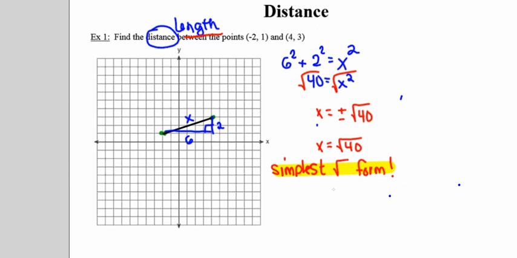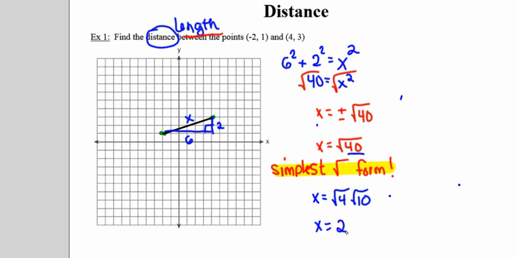So a quick little review on how to simplify radicals. 40 is not a perfect square, but it has a couple factors that are. 4 is the largest factor that'll go in there, or the largest perfect square factor that will go in there. It'll go in there exactly 10 times.